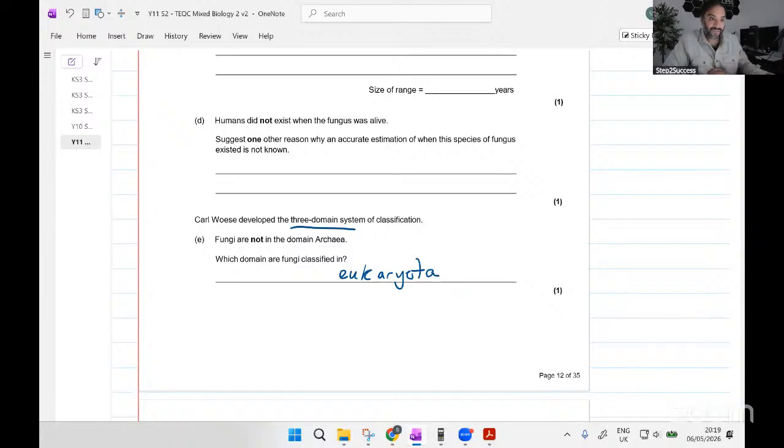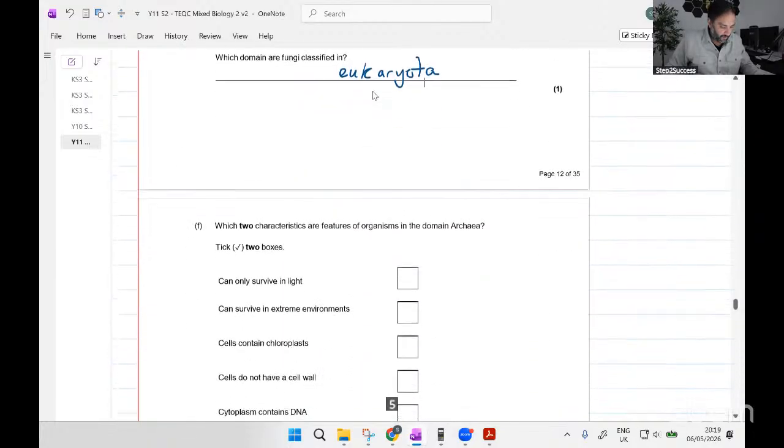A bit far away, isn't it? I'll do 5C in a moment, if I can find it. 5G.